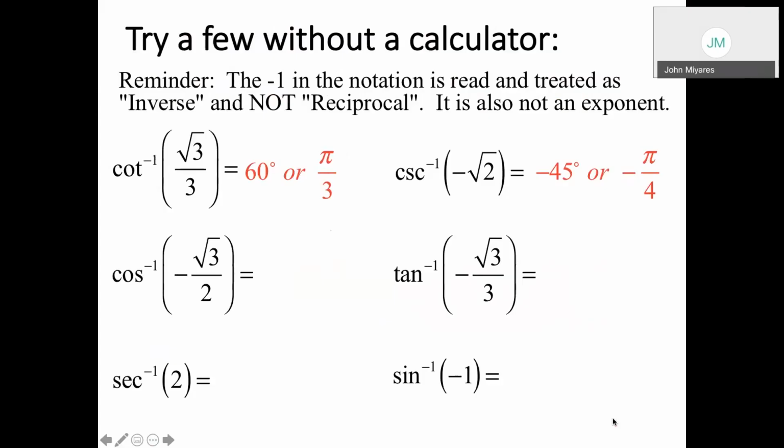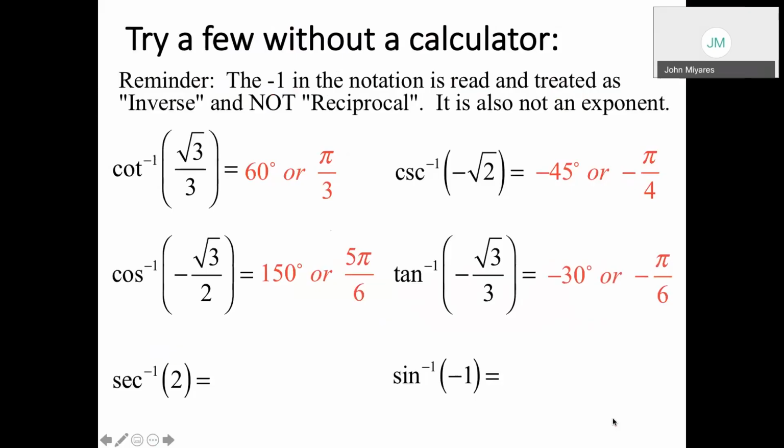The inverse cosine of negative square root of 3 over 2 is going to be 150 degrees or 5 pi over 6 radians because, again, for inverse cosine, we want to go to quadrant 2 to find that obtuse angle which has the negative cosine value. The inverse tangent of the negative square root of 3 over 3 is going to be negative 30 degrees or negative pi over 6.